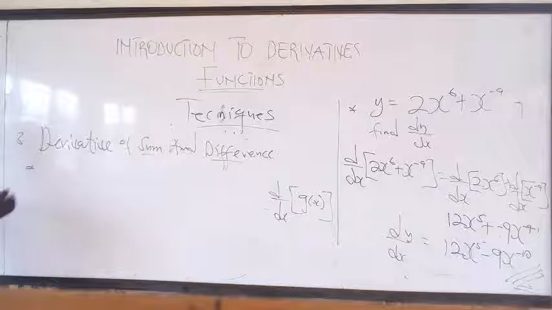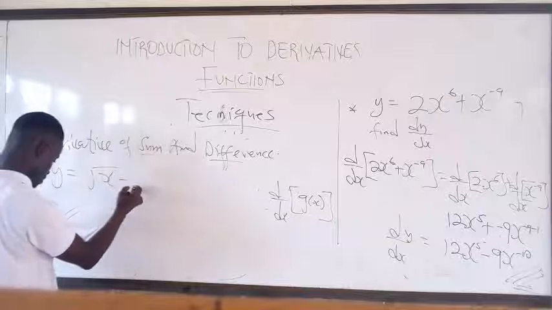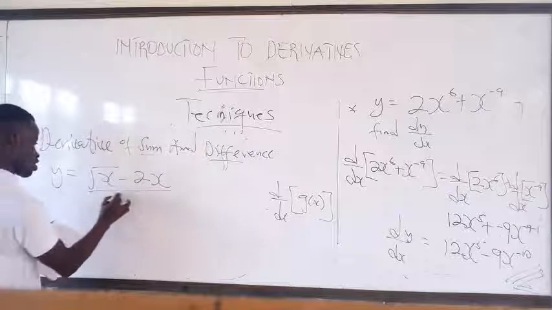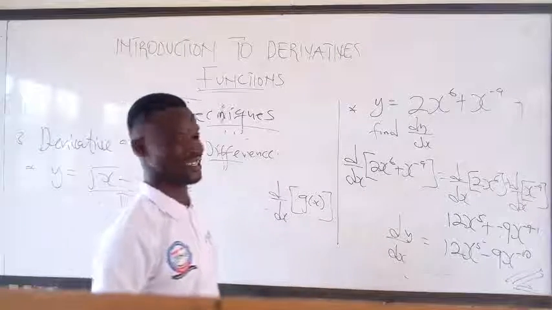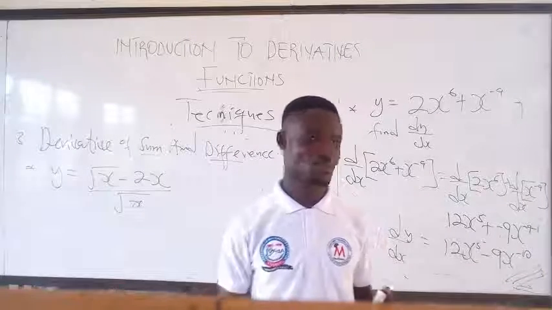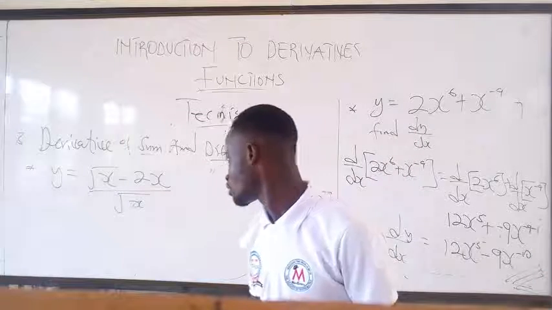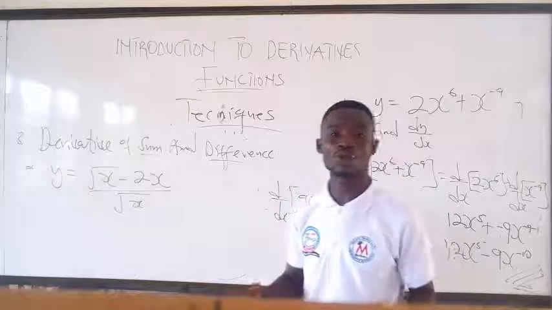Okay. Let's see square root of x minus 2x, all this over square root of x. Wow. It's a nice question indeed. It looks like, say this one is too big. No, it's not too big.